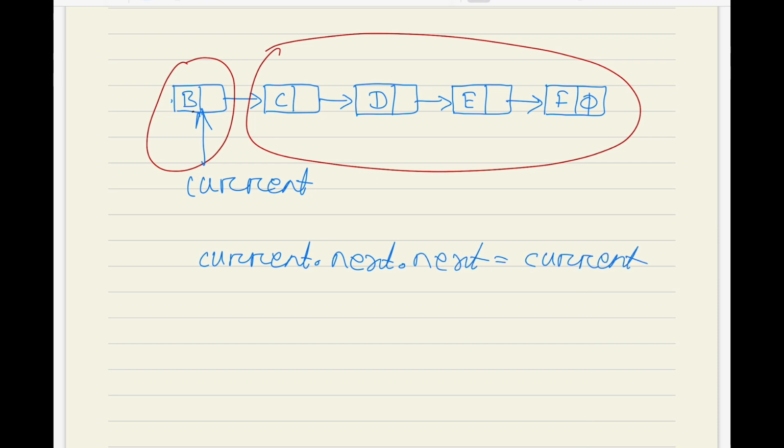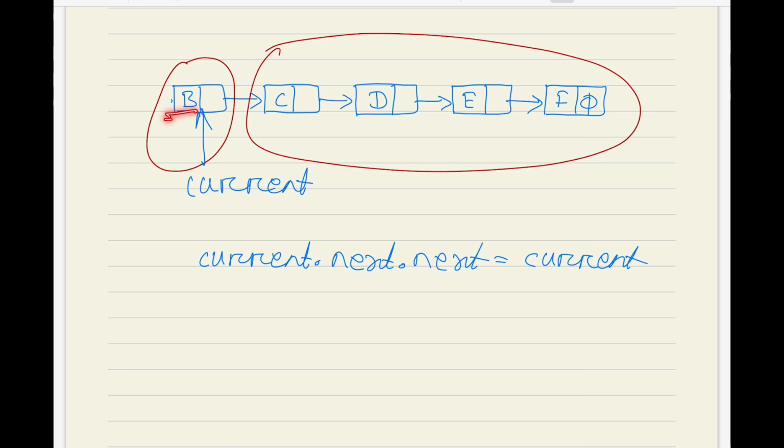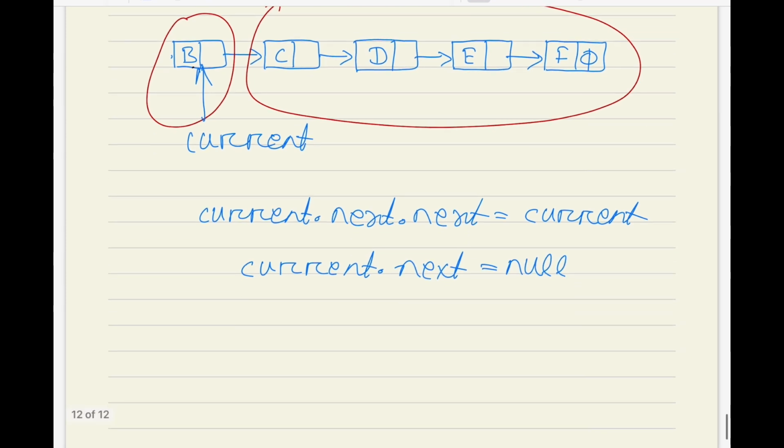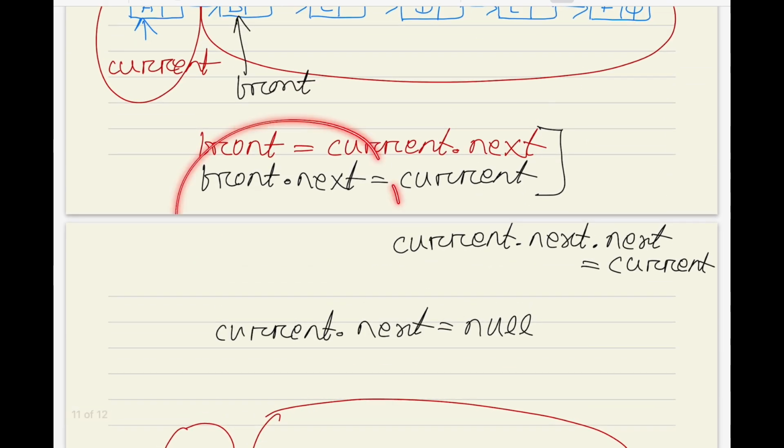That means C is going to refer to B if we write this line. Now the next of B will be null. So for that we can write current.next = null. So these are the two statements like we have discussed earlier.